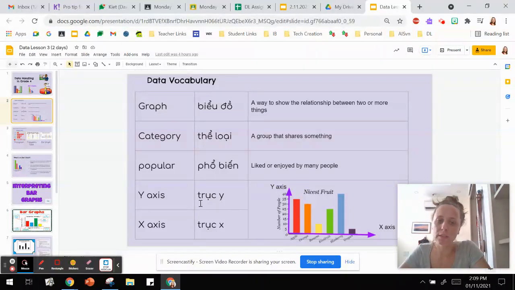Now, these two words, I really recommend that you draw a very quick, simple graph and label the line that goes up and down, y-axis, and the line that goes left to right, x-axis. We will be using that vocabulary a lot, and I want you to remember which one goes where. Please pause and copy your vocabulary.